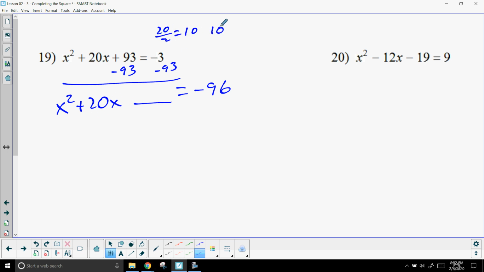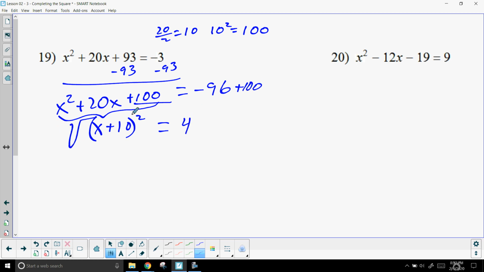What you do to one side, you do to the other. Sorry about that. So x plus 10 should be squared. Again, we completed the square, so we can easily factor that out. 100 minus 96 is, well, 4. Take the square root like we've been doing. X plus 10 equals plus and minus 2.